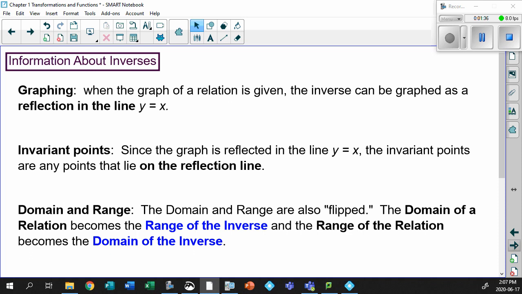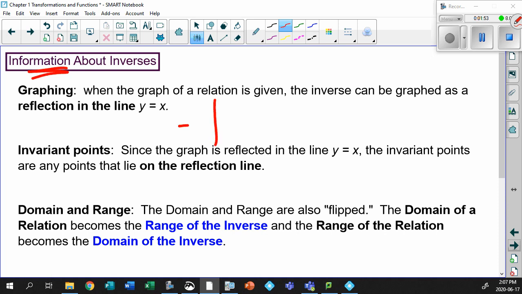There's some important information that goes along with this. Important information about inverses. Hey, how do you like that? Okay, graphing. When the graph of a relationship is given, the inverse can actually be graphed as a reflection in the line y equals x.